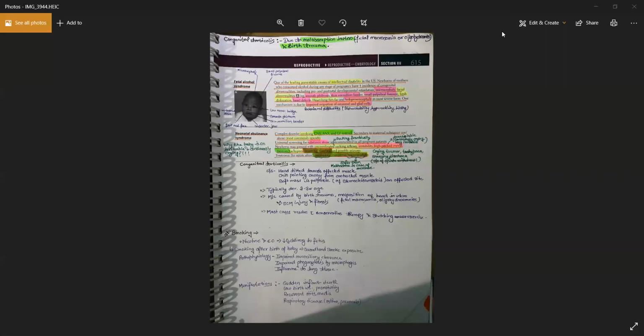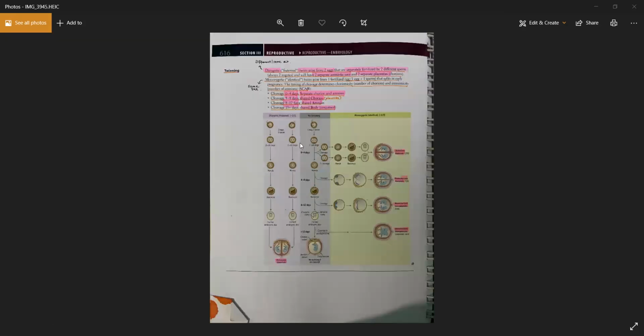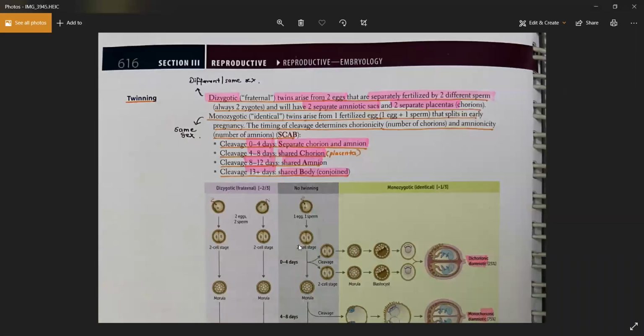Okay, so we have discussed fetal alcohol syndrome, neonatal abstinence syndrome, sudden infantile death syndrome, smoking effects, congenital torticollis. And now let's discuss twinning. You have two types of twins. One is the monozygotic twins, and second is the dizygotic twins. The dizygotic twins happen whenever two eggs are fertilized by two different sperms. So you call it a dizygotic twin.